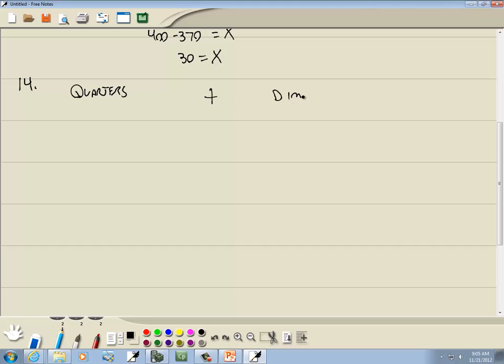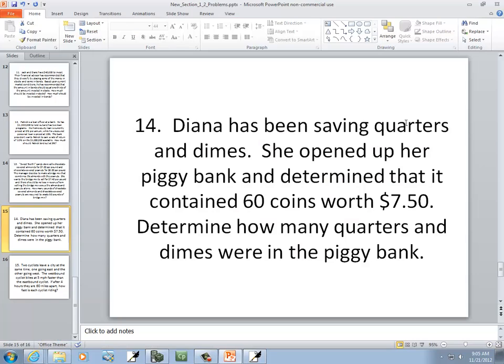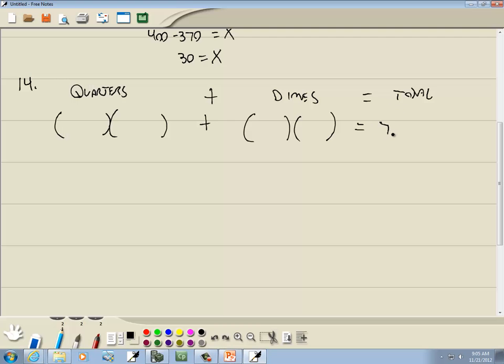plus dimes equals our total. Now sometimes, and this is an example of them, we'll have two quantities over here, but then they'll give us a grand total over here. Like, see, they tell us it's worth $7.50. So the total amount in the piggy bank is $7.50.